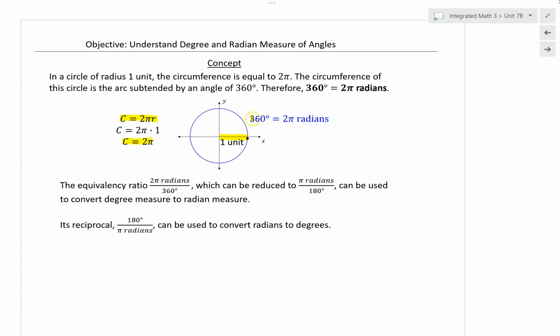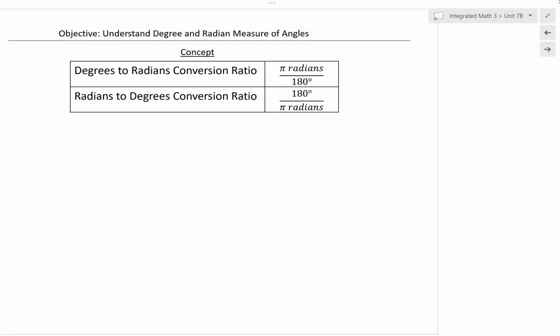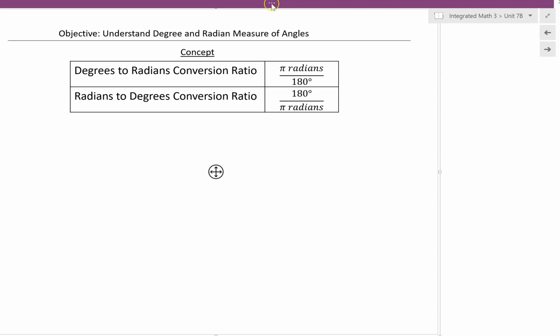So here you get a conversion ratio. 360 degrees is equal to 2 pi radians, right? And tapping into your chemistry knowledge, if we're talking about conversion, I have this kind of ratio: 2 pi radians is 360 degrees. And in math, we love to simplify, so we get pi radians over 180 degrees. That's our conversion ratio, and that's very, very important. We're going to go back and forth between degrees and radians, back and forth. In this whole unit, we're going to do a lot of this. So this is very, very important, okay?